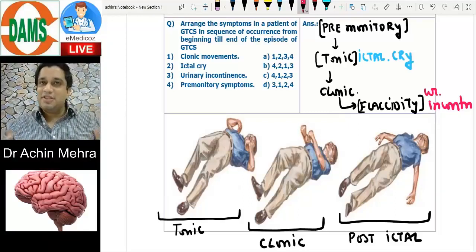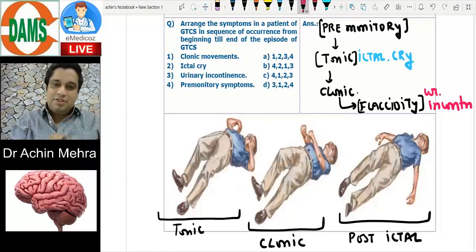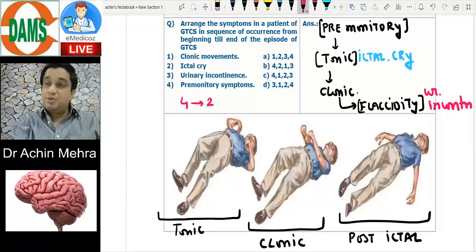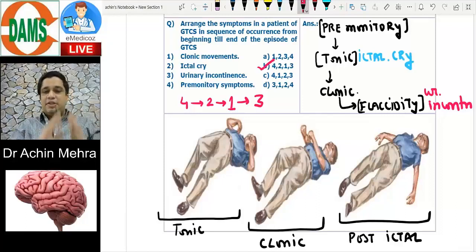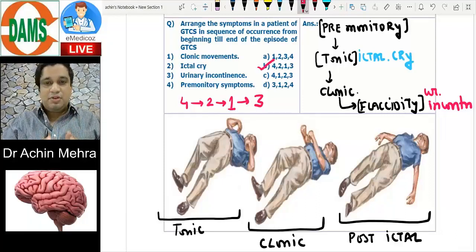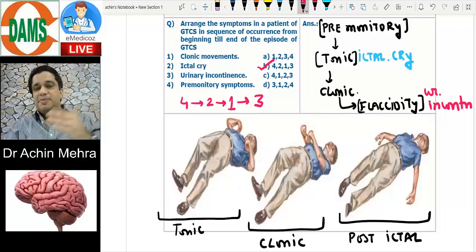the symptoms in a sequence order. So the first thing which happens is a premonitory symptom, number 4, right? Followed by a tonic phase which shows an ictal cry, number 2, followed by a clonic phase, that is a jerky movement, and then followed by urinary incontinence. So the sequence is 4, 2, 1, 3. Correct? Right. Now, these are the questions that we get in the AIIMS pattern very often.